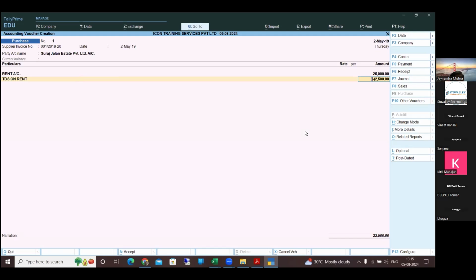See, friends, TDS is auto calculated. 10% of 25,000. Getting it? So if you are doing proper configuration, your GST amount will be auto calculated. Yes, if you are doing proper configuration, your GST should be auto calculated. Right?